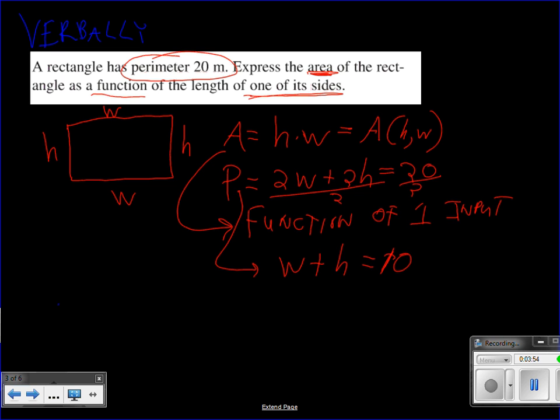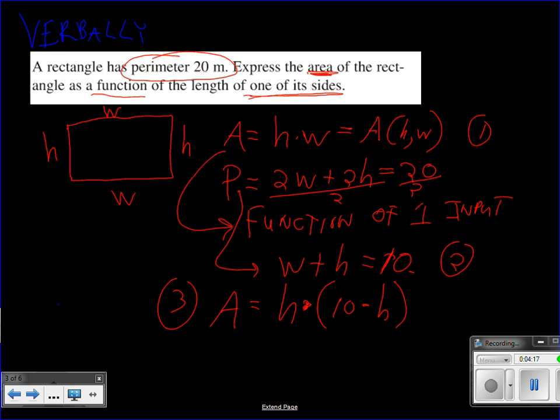Now, I put this as 1 and this as 2. I now get my third expression here, and I'll say the area is equal to height times width. Well, what's width going to be? Well, width is just going to be 10 minus h. Okay, so you see I can set that, width is equal to 10 minus h. I substitute into here, and I can now say, well, there's A as a function. It's 10h minus h squared.